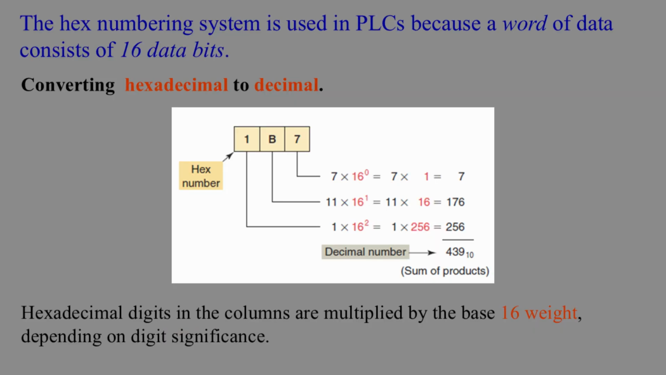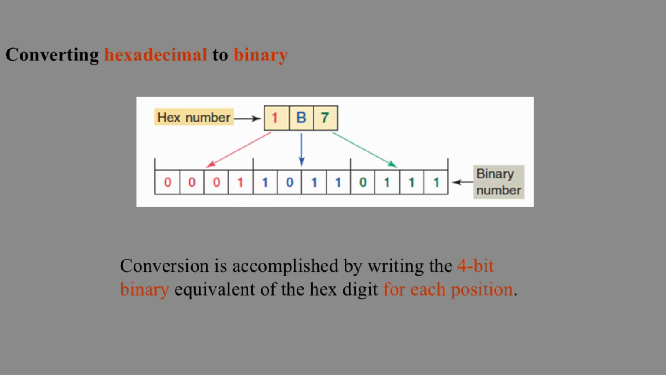To convert a hexadecimal number to its decimal equivalent, the hexadecimal digits in the columns are multiplied by the base 16 weight, depending on digit significance. This figure illustrates how the conversion would be done for the hex number 1B7. Hexadecimal numbers can easily be converted to binary numbers. Conversion is accomplished by writing the 4-bit binary equivalent of the hex digit for each position, as illustrated in this figure.